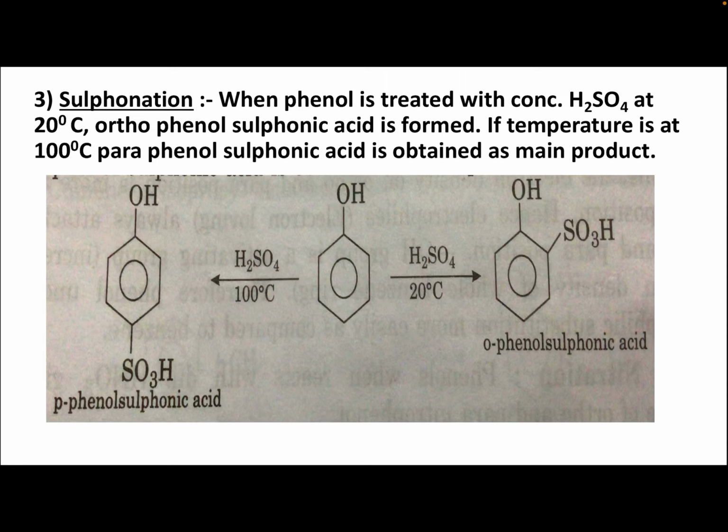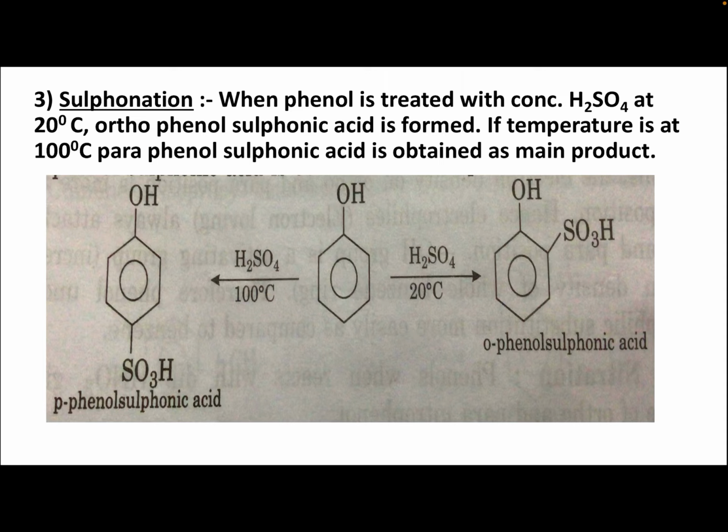Phenol is there, and in the ortho position SO3H is the sulfonic acid group, so it is ortho phenol sulfonic acid. On the left side there is sulfuric acid, an arrow, and below the arrow 100 degrees centigrade. On the benzene ring OH, that is phenol, and in the para position we have the sulfonic acid group, SO3H. So it is para phenol sulfonic acid. The para position is the 1,4 position. The 1,2 position is ortho phenol sulfonic acid.